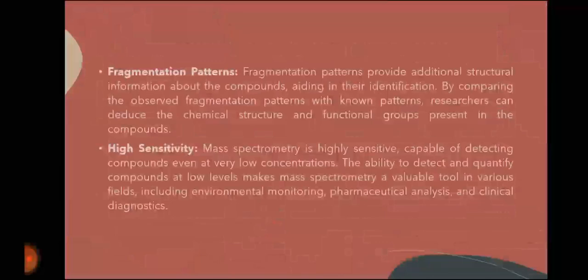First of them is mass to charge ratio. By comparing the measured mass over charge values with reference databases such as spectral libraries, the identity of the compounds can be determined. Then fragmentation patterns. Fragmentation patterns provide additional structural information about the compounds, aiding in their identification. By comparing the observed fragmentation patterns with known patterns, researchers can deduce the chemical structure and functional groups present in the compounds. High sensitivity. Mass spectrometry is highly sensitive, capable of detecting compounds even at very low concentrations.